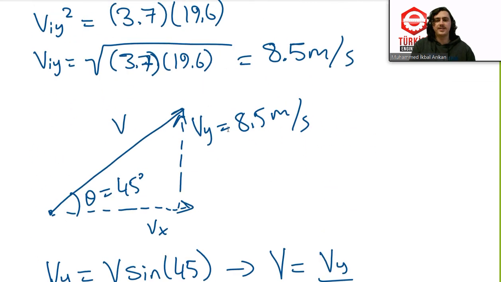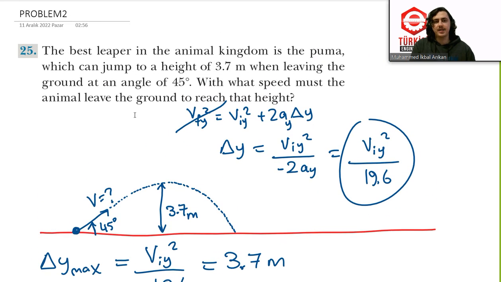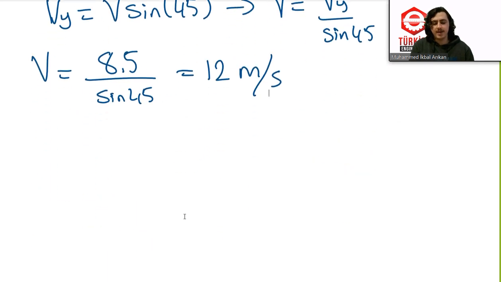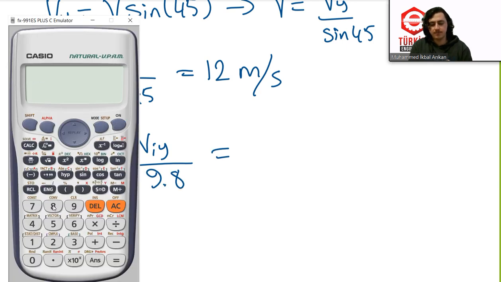What about the horizontal range? Can I solve for the horizontal range? This is not asked, but I will add this part. How can I solve for the maximum range, delta x max? I must know what is T max. T max will be equal to V initial y divided by just 9.8. I know that initial y is 8.5, and divided by this, you will get the time, which is 0.8, we can say 0.87, nearly that.